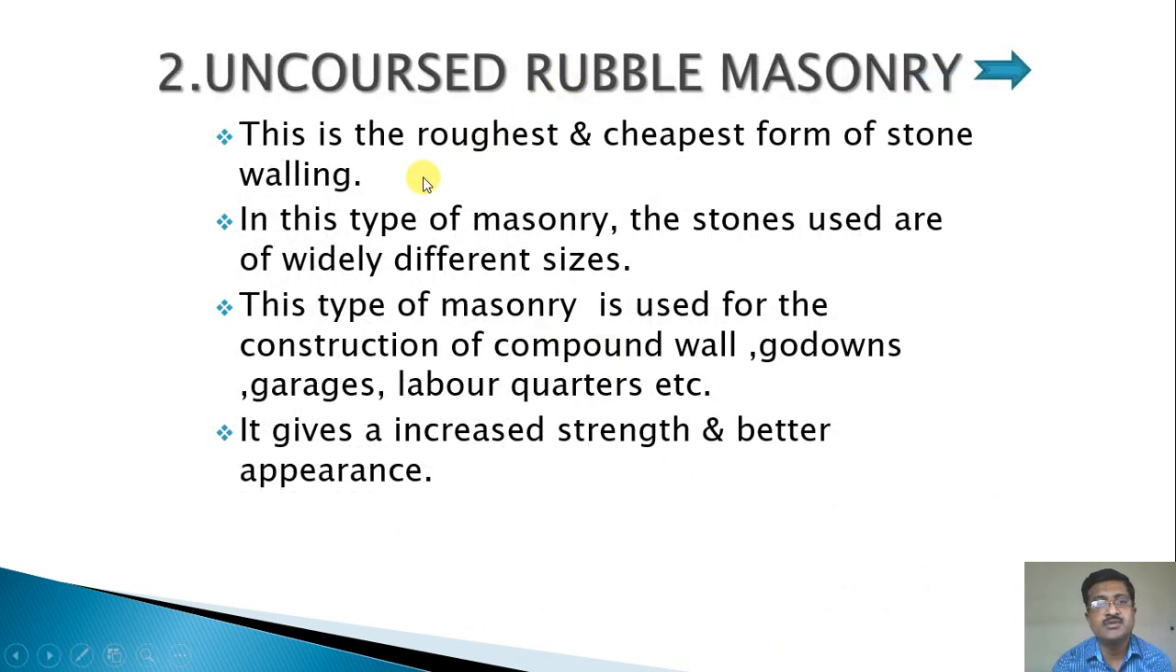In uncoursed rubble masonry, this is the roughest and cheapest form of stone walling. In this type of masonry, the stones used are of widely different sizes. This type of masonry is used for the construction of compound walls, godowns, garages, labor quarters, etc. It gives increased strength and better appearance.